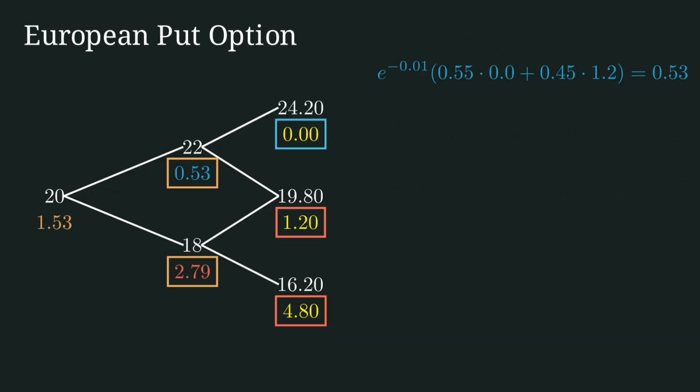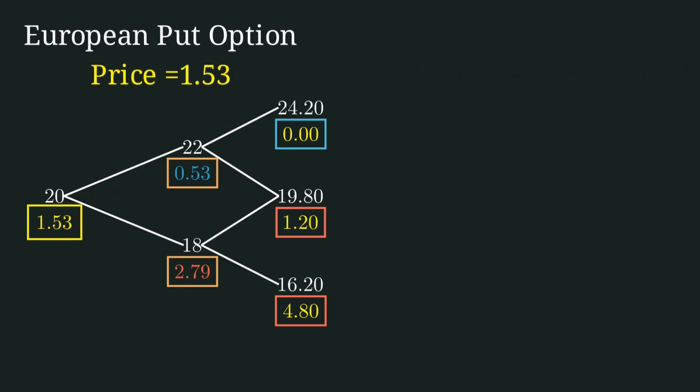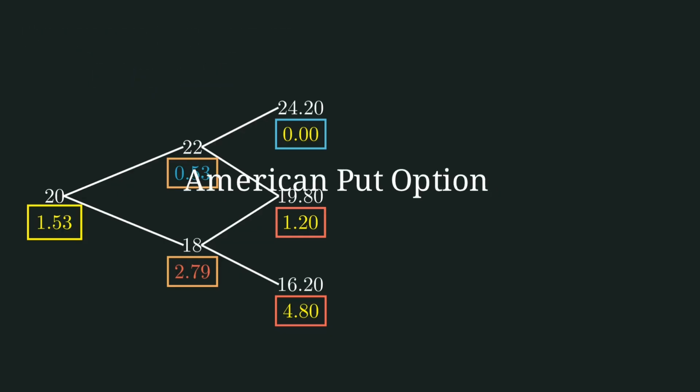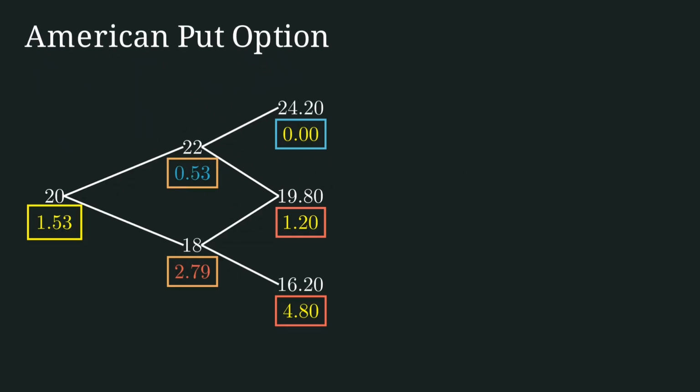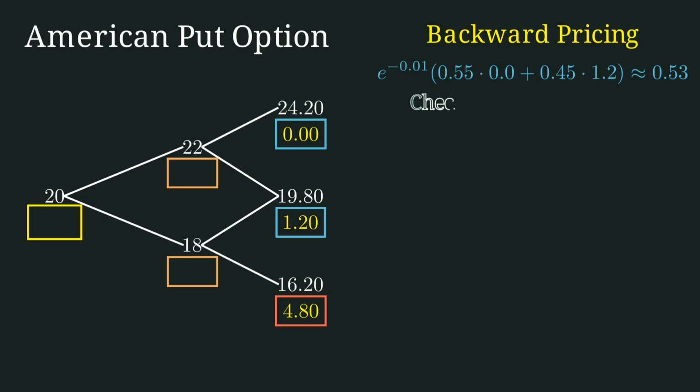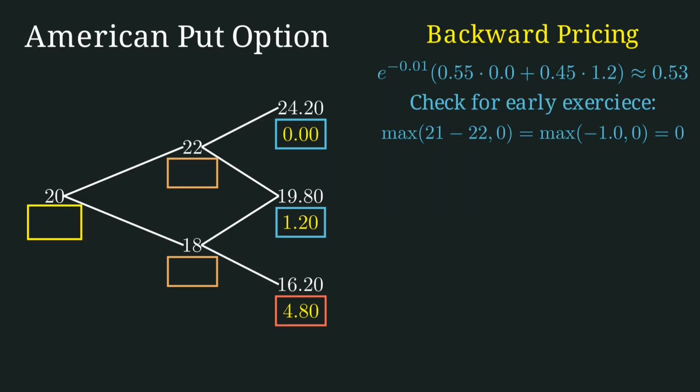Again, we go backward. Also, we calculate the premium, and here the European put option price is 1.53. Now we pass into the American put option. Again, everything is similar except one thing. We have to check the early exercise possibility.